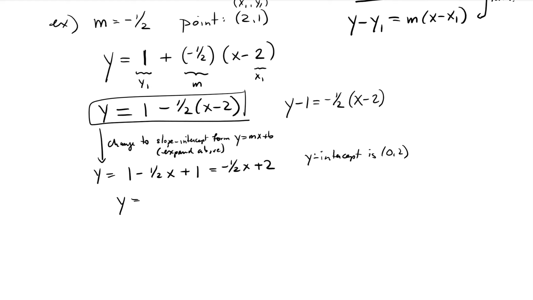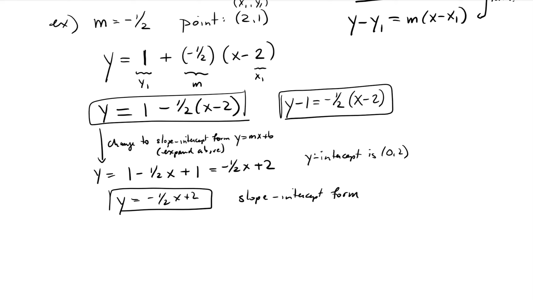So now the equation of my line, after doing this, is in slope intercept form. Here this is in point slope form. So both of these are point slope form.